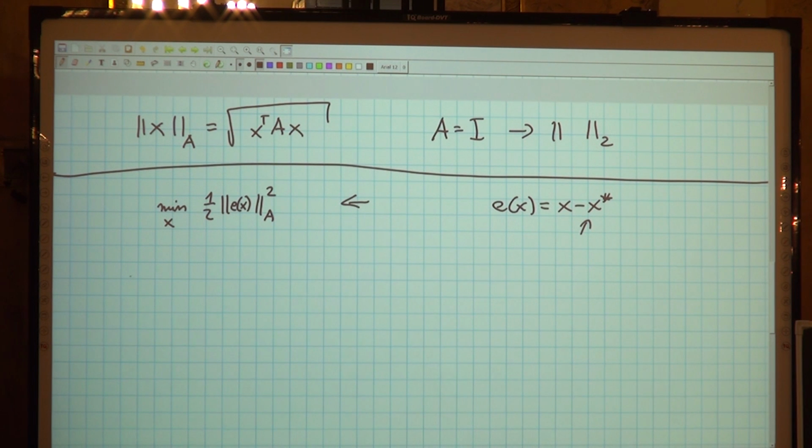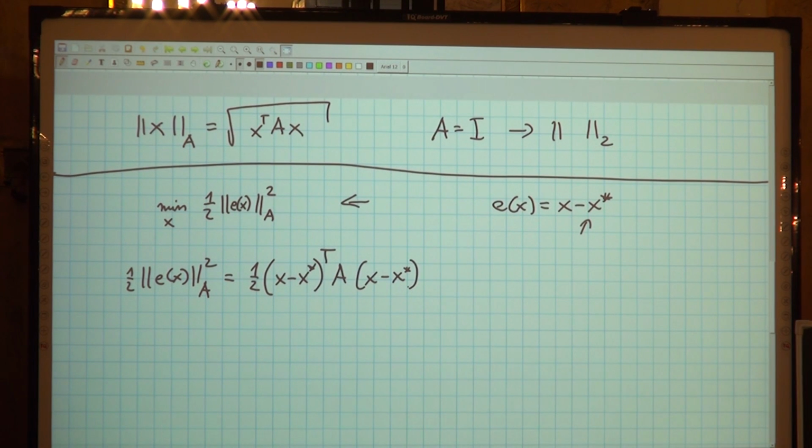So essentially, what is 1/2 the squared A norm of the error? Well, by definition, this is 1/2 times (x minus x star) transpose A (x minus x star), right? I just unrolled the definition of the error and the definition of the A norm. Okay, nothing happened here. Now let's just multiply out x and x star.